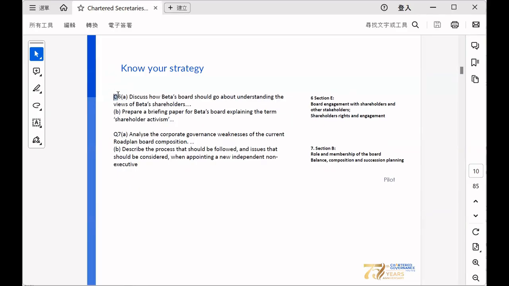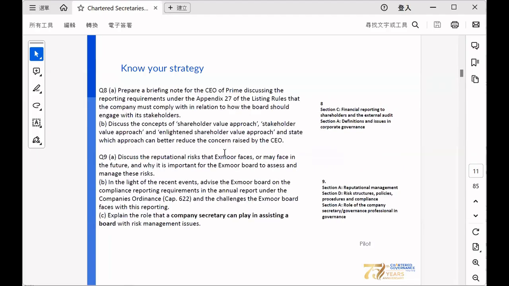So 6A is on section E, and 6B is on other sections. And then you have different things. Section B is important, and then section C and A and D. So there's a combination of section A and D in these questions.